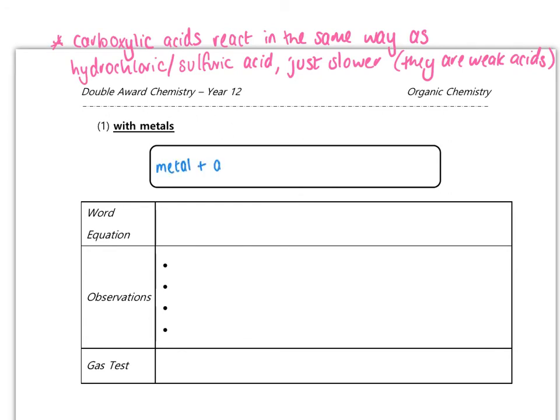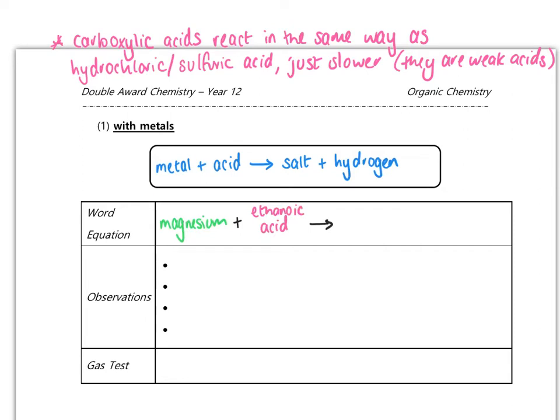Well, we need our general equation here, which is metal plus acid gives us salt plus hydrogen. So in all of these reactions we'll produce a salt, but the side product will change depending on whether it's a metal or a metal carbonate or so on.